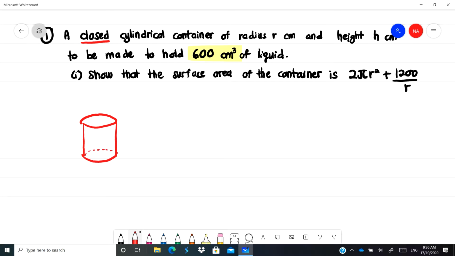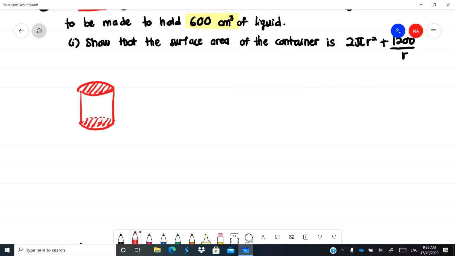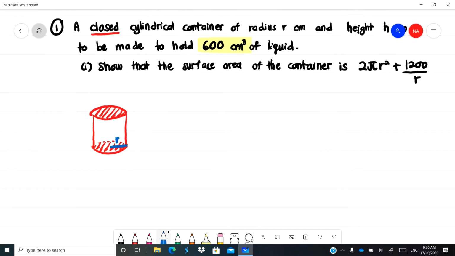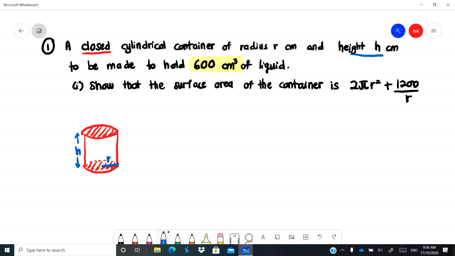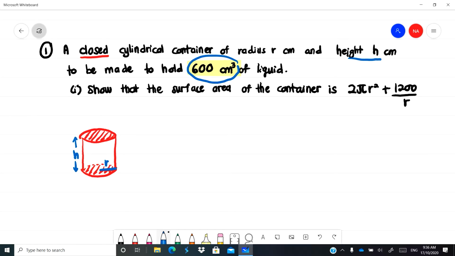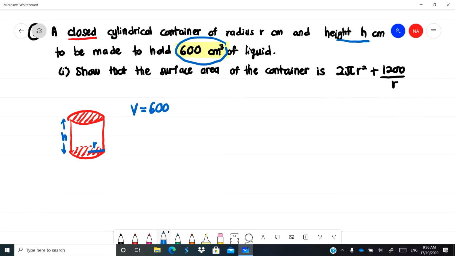You have this closed cylindrical container, meaning that you have a lid at the top and also at the bottom. Since the radius is given by r, I'm going to label r here, and you have h which is the height. We know that the volume is given by 600 cm cubed, so I'll firstly write V equals 600. Then we need to show the surface area.